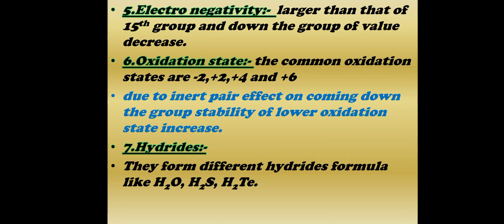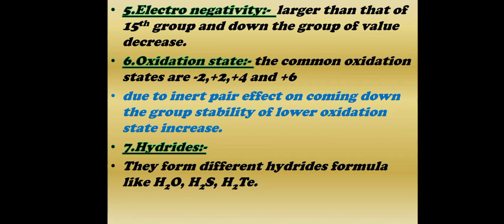Let us talk about oxidation state. The common oxidation states are -2, +2, +4 and +6. They are having 6 valence electrons, they need 2 more electrons to complete the octet, so -2. And according to the general electronic configuration, ns2 np4, if it is losing the 4 electrons, so +4, 2 more, +6 and so on.